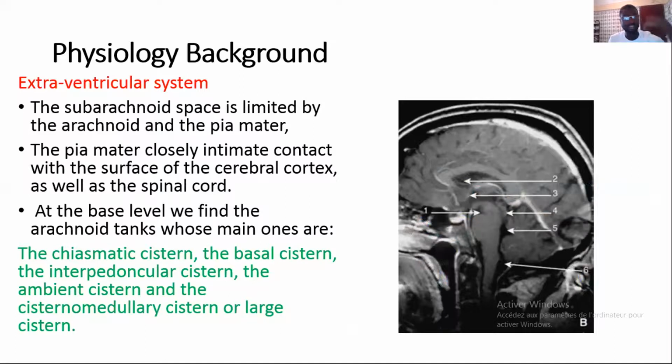I will go ahead with the extraventricular system. We have the subarachnoid space, which is limited by the arachnoid and the pia mater. The pia mater is in close, intimate contact with the surface of the cerebral cortex as well as the spinal cord. At the base level, we find the arachnoid cisterns, whose main ones are the chiasmatic cistern, the basal cistern, the ambient cistern, and the cisterna magna. You can see here the large cistern, the ambient cistern, and the fourth ventricle here.